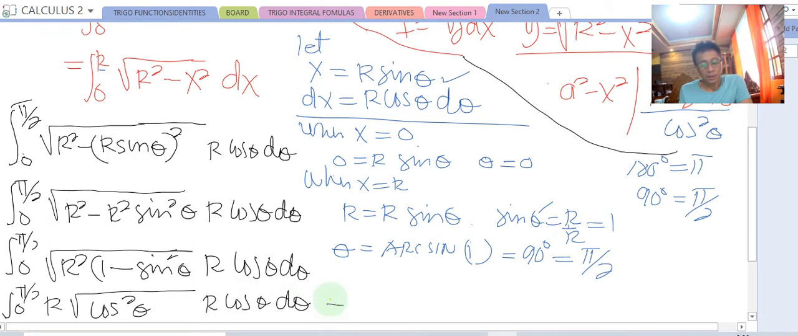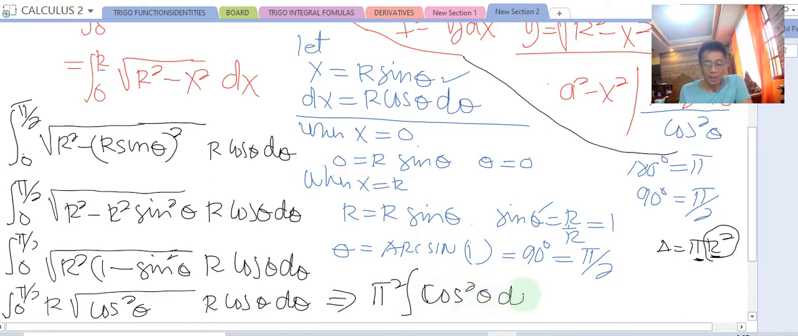Of course, kung i-write natin ito dito, so we have r here, we have r here. So, lalabas na yung pi r squared, di ba yun? Yan na yung formula natin. Area equals pi r squared. O, meron na tayong r squared, hanapin na lang natin yung pi. R times r, r squared. So, labas natin r squared. Ngingiti na tayo kasi yung isang term ay nakuha na natin. So, this is square root of cosine squared, becomes cosine times cosine. So, magiging cosine squared theta d theta.